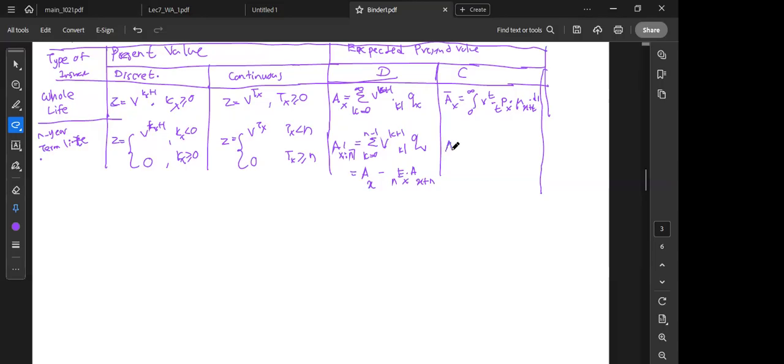And for the continuous case, we have a bar over there, and we have the same notation apart from that, and we will integrate it from 0 to n. And for this one, again, it is the same. And we can write it down using the whole life present values and the discount factor.